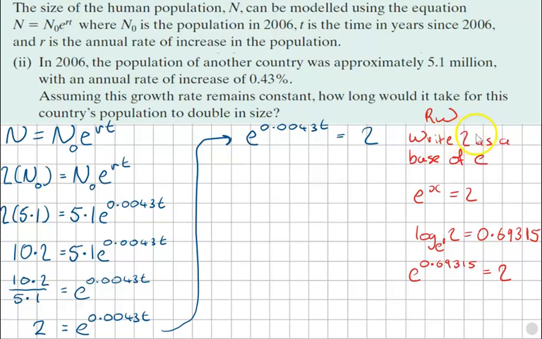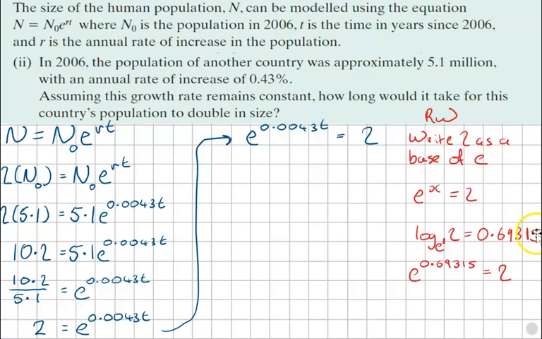So we want to write 2 as a base of e. If we rewrite 2 as a base of e, then we can just cancel the e's on both sides and we can equate the powers and solve for t. So e to the power of what gives us 2? We need to figure out what that is. E to the power of what gives us 2? So log base e of 2 is going to be 0.69315. I've just rounded to 5 decimal places.